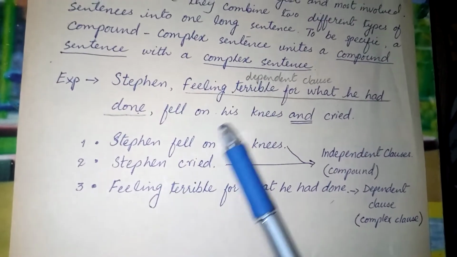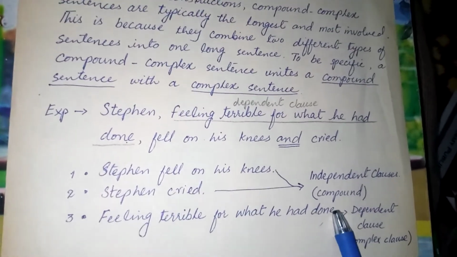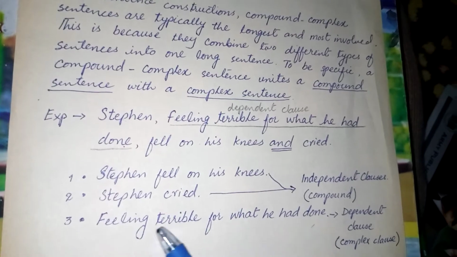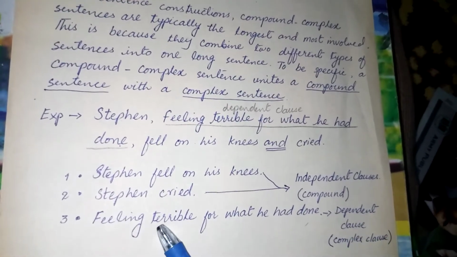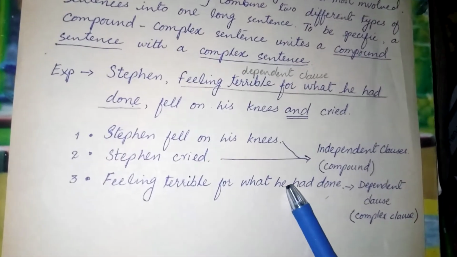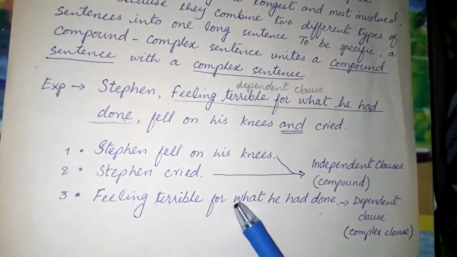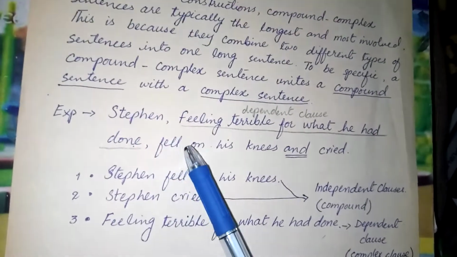And the next part of this sentence is feeling terrible for what he had done. We see that this piece of information is the dependent clause because it does not have its independent existence. It is rather used for the clarification of Stephen's fall.